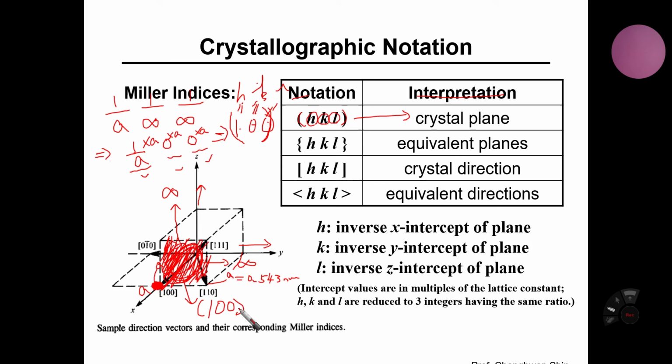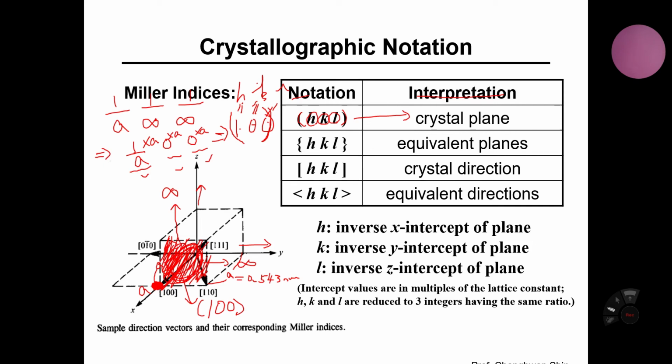So again, when you're estimating the Miller indices for the plane that you are looking at, try to get the x, y, z intercepts first, and then take three integers. Then you're going to have an HKL value.